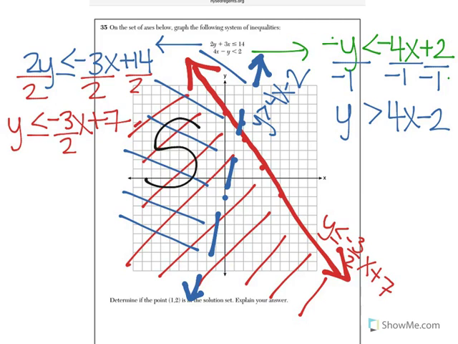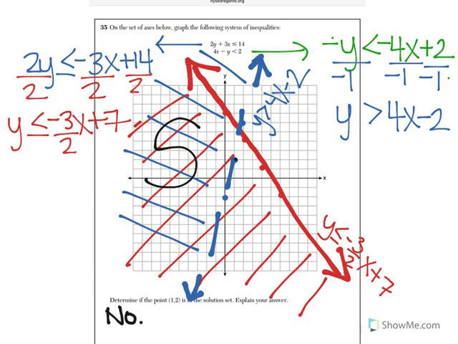Then we have to answer if the point 1, 2 is in our solution set and explain our answer. Now it might be hard to tell from my graph, but 1, 2 is going to be directly on the dotted line. And because it's on the dotted line, this point cannot be in the solution. So anything on the dotted line is not included in the solution set. That's one way of explaining it.